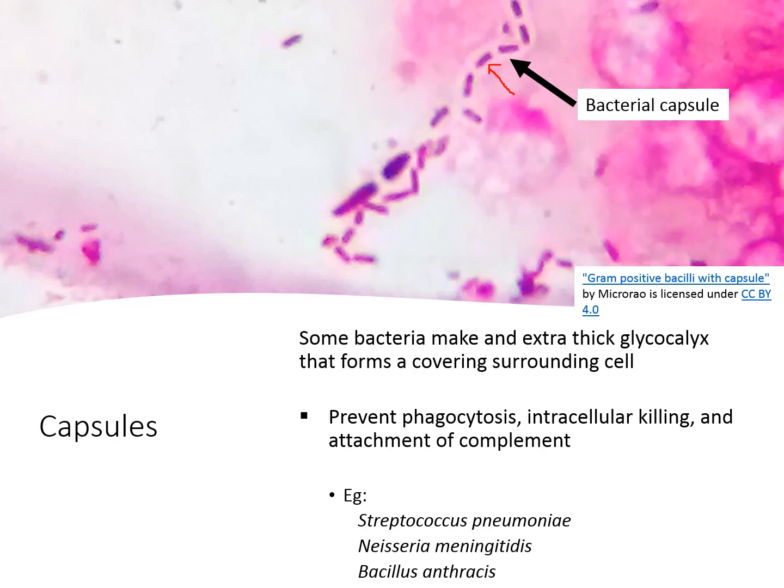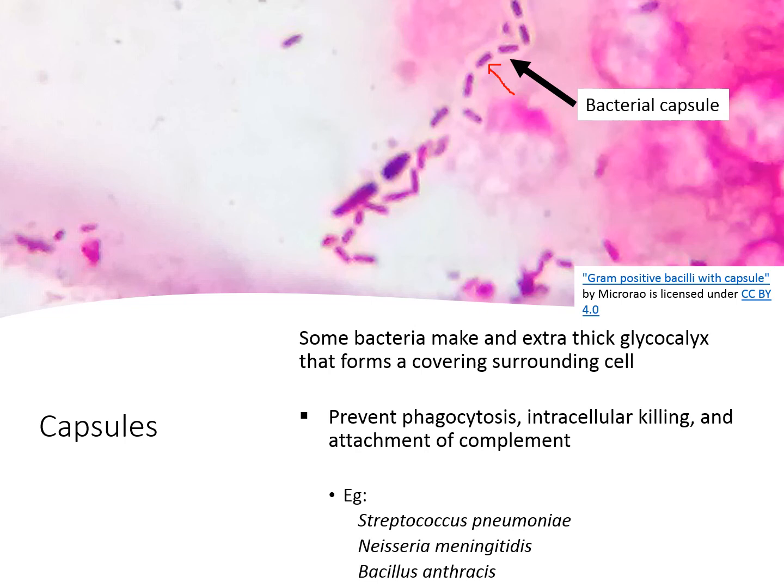A third benefit of capsules is they prevent the activation of complement. What's that? You haven't heard of complement? Complement is a set of proteins produced by the liver that assemble on the surface of bacteria and punch holes in the bacterial cell, destroying them. A thick capsule prevents these proteins from attaching and activating.